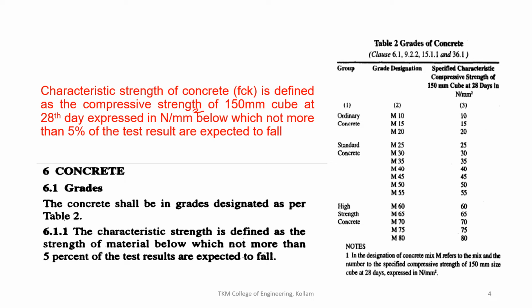Here you can also see table number 2, which we discussed in the previous classes. Based on the strength, concrete is divided into ordinary concrete, standard concrete, and high strength concrete. I told you at that time about the meaning of this 20. I'll tell you in a later class. Now I hope you have understood that.